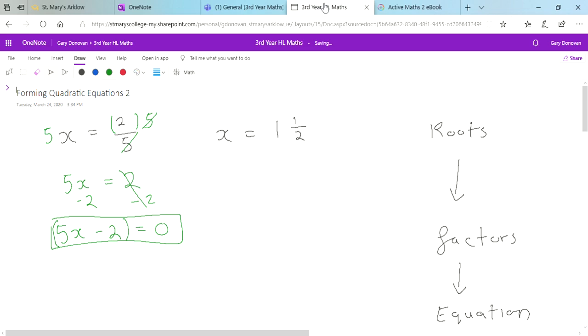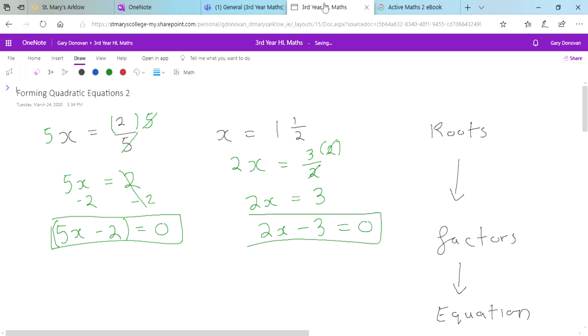What about this other root? We have x equals 1.5. Well, before you multiply this by the denominator to stop it being a fraction, you just want to turn this into a top-heavy fraction, and 1.5 is the same as 3/2. Now multiply both sides by 2. The 2's cancel. We're left with 2x equals 3, and therefore 2x minus 3 equals 0. And that 2x minus 3 is our second factor.